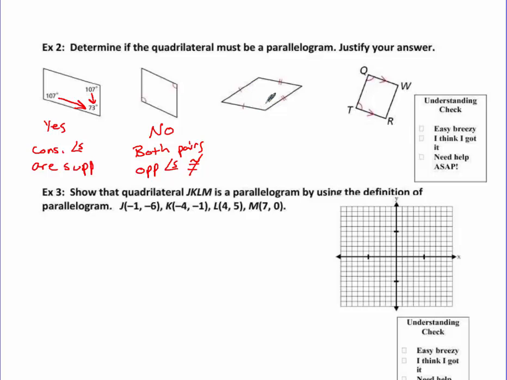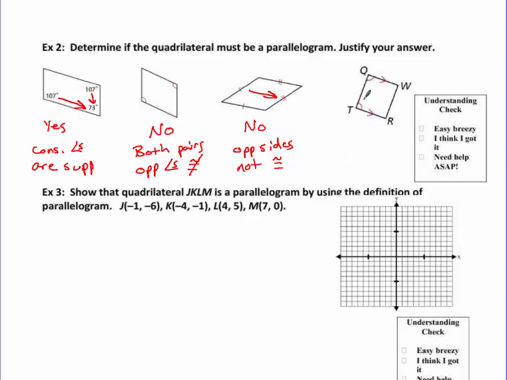Then I look over here and I see I have 2 sets of sides that are congruent, but my rule said it had to be opposite sides like this, and those opposite sides are not congruent. So this is going to be no, and it's going to be because opposite sides are not congruent. And then we have our last one.